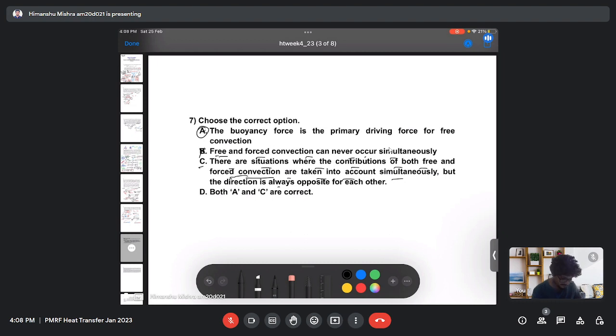No, so B actually says that forced and free convection can never happen at the same time. But option C says it can happen at the same time under some conditions. So B is incorrect because it can happen at the same time. Forced and free can happen together, which means there is still hope that C might be correct or incorrect. Sorry, you need to consider the additional thing in C.